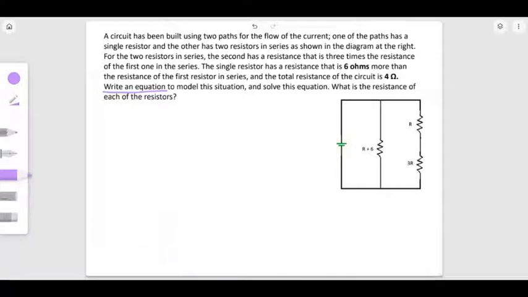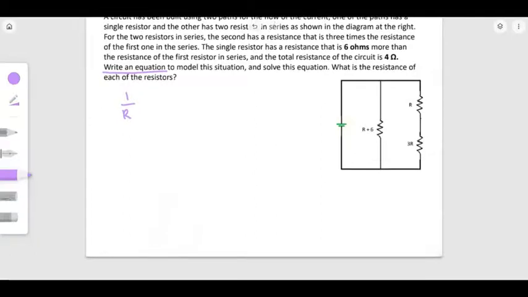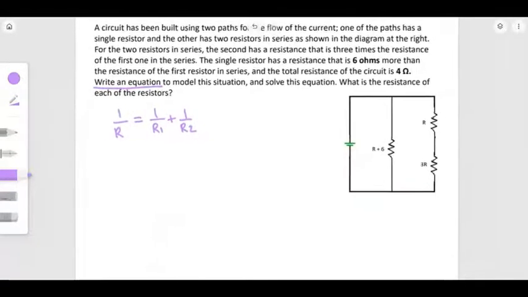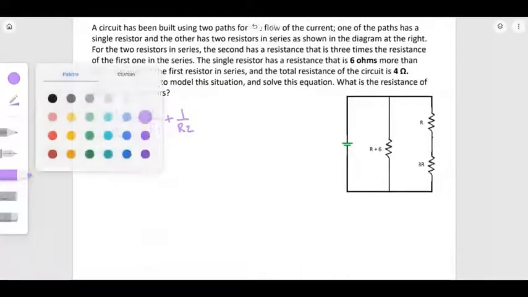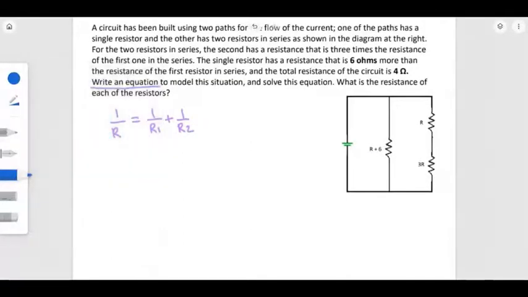Writing an equation is so simple and easy. At first, we just need to write the basic equation for electric current resistance, which is 1 over R equals 1 over R1 plus 1 over R2 and so on. It depends on the total resistors that you have in a diagram. The total resistance is already given in the question, which is 4 ohms.